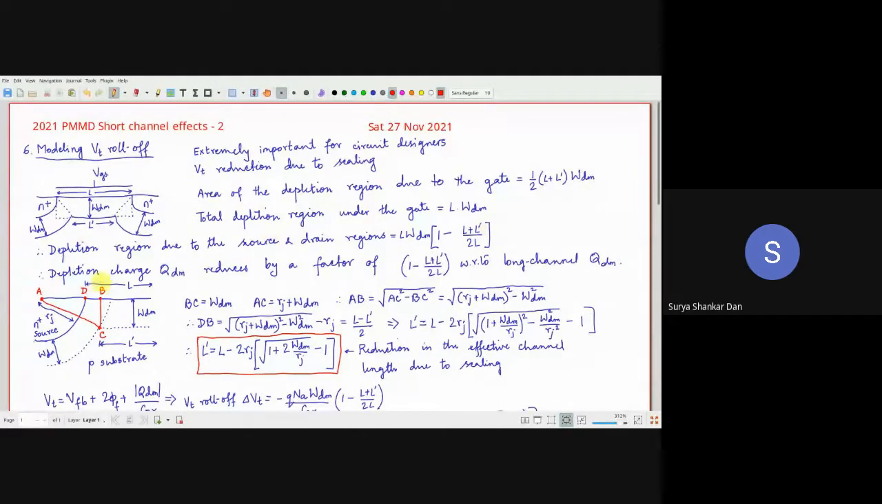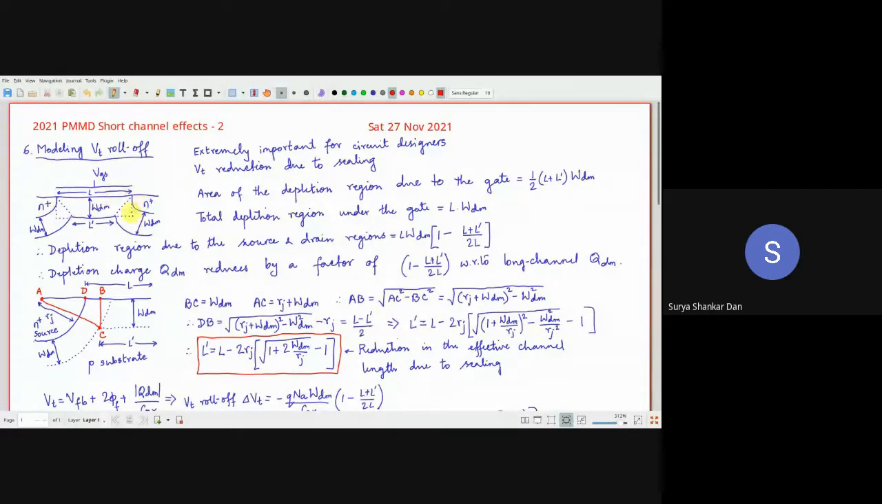Okay. Therefore, the depletion charge QDM reduces by a factor of how much? This factor within the third bracket, 1 minus L plus L dash by twice L with respect to the long channel QDM. We are not essentially looking into the exact value of QDM over here, but we are looking at the factor by which this QDM will reduce. That itself is sufficient for our modeling. Okay. Now let us look closely into one of these.